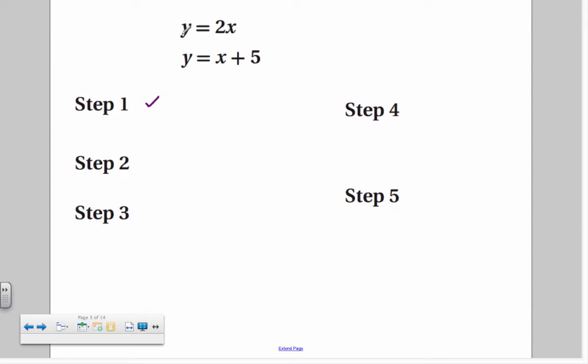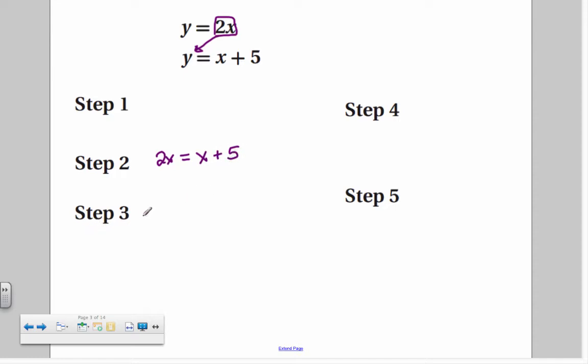Okay, step 2 says substitute the equation in which the variable is solved for into the other equation for that variable. So for example, in this case, I have y equals 2x. So if I know this is what y equals, and this y is supposed to be the same, I can just take 2x and plug it in for y. So I'm going to do that here. I'm going to have 2x equals x plus 5.